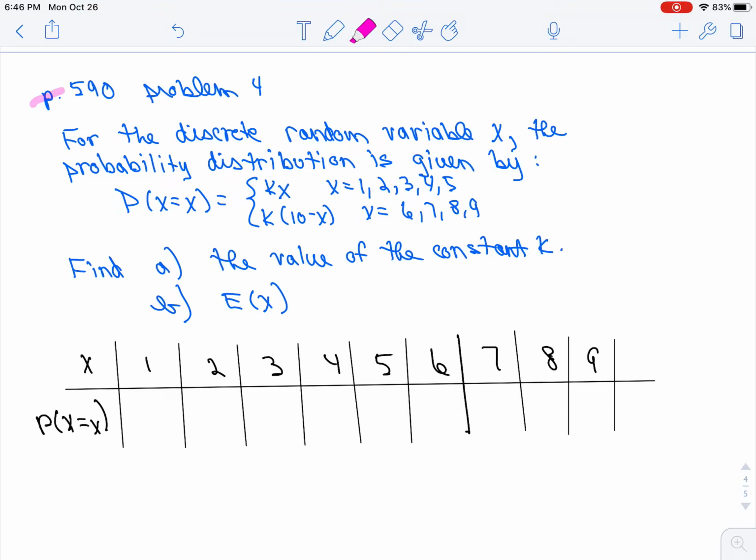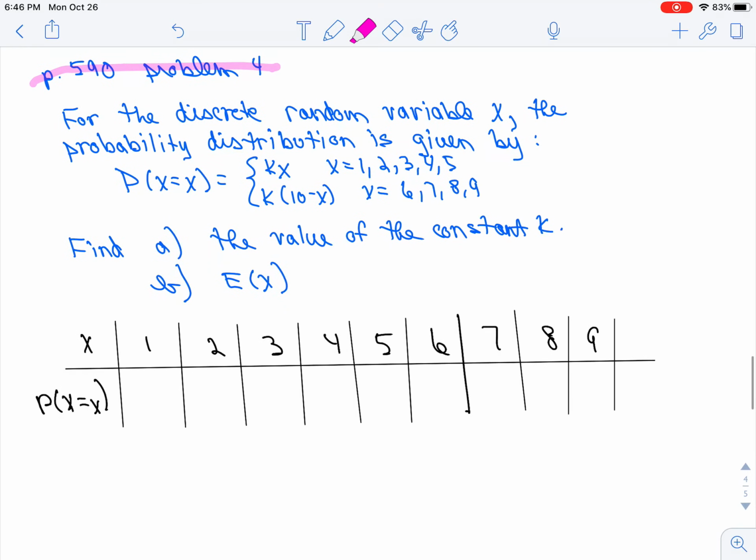In this video, we're going to be looking at page 590, problem 4, and I did not assign this problem as a homework problem because I wanted to use it as an example. So kind of a bonus. I didn't have that on the note sheet before.